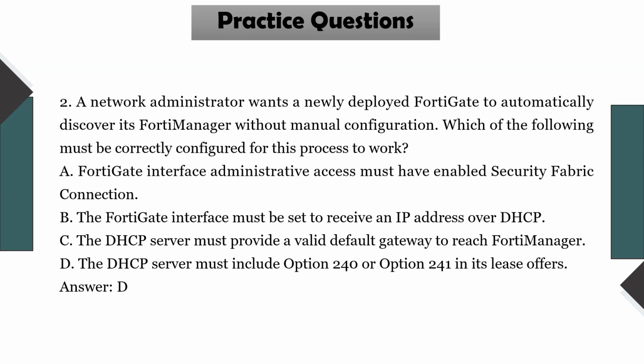2. A network administrator wants a newly deployed FortiGate to automatically discover its FortiManager without manual configuration. Which of the following must be correctly configured for this process to work? A. FortiGate interface administrative access must have enabled Security Fabric connection. B. The FortiGate interface must be set to receive an IP address over DHCP.